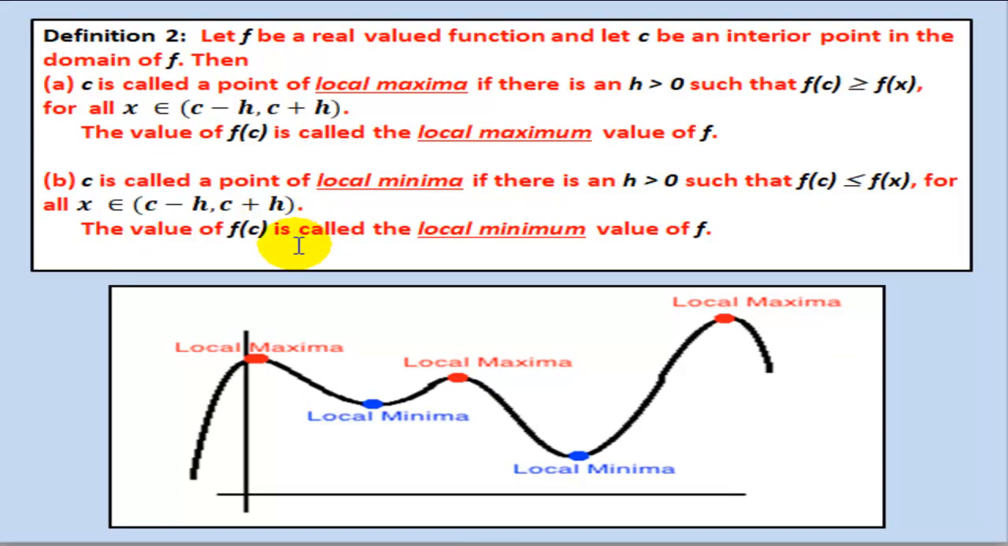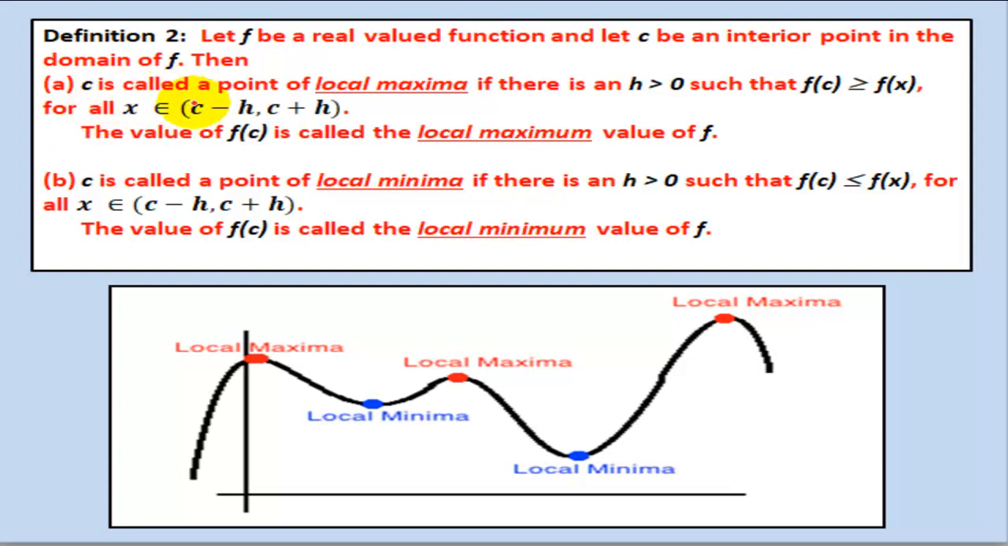Now see, according to another definition, it says if f is a real valued function and c is an interior point in the domain of f. So c is one possible value of x which belongs to the domain of f. Then c can be termed as local maxima. Now in the previous slide we called it a point of maxima or a point of minimum. We will get a maximum value there or a minimum value there.